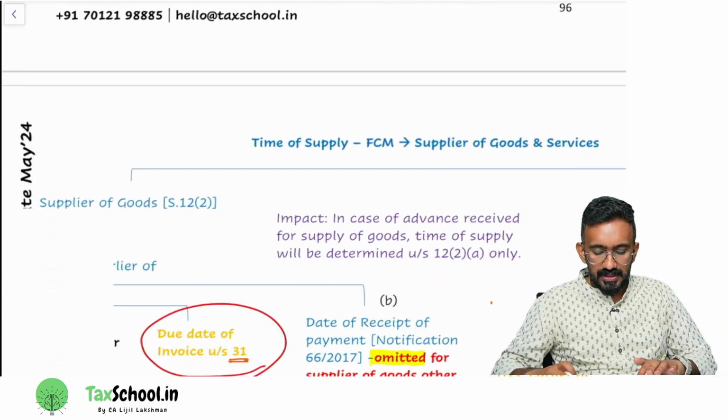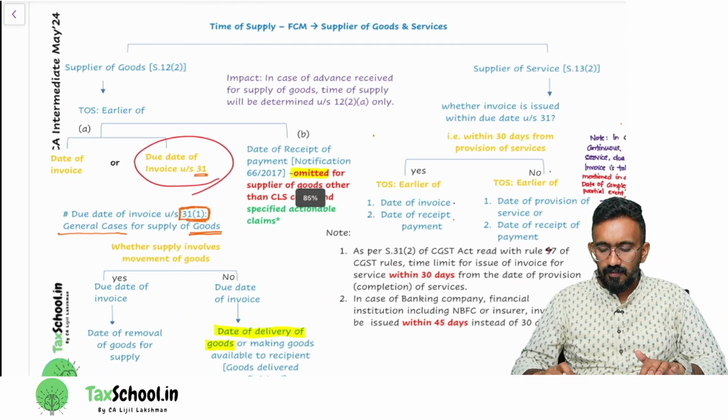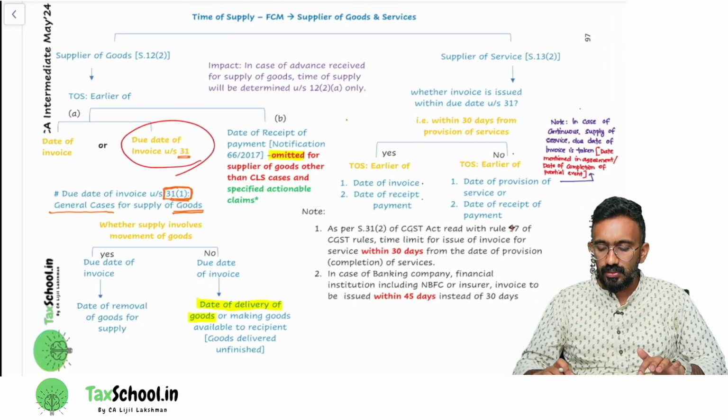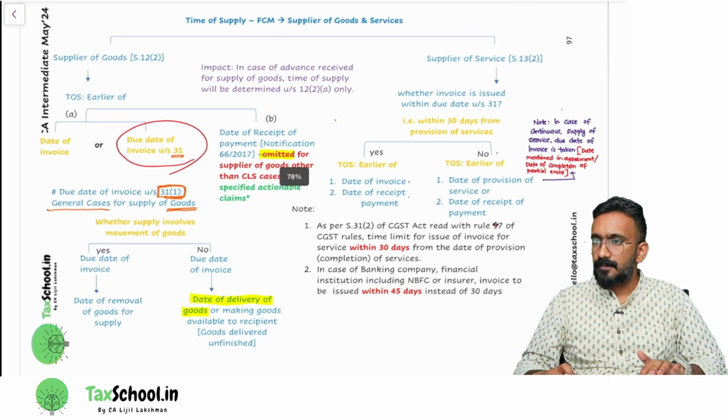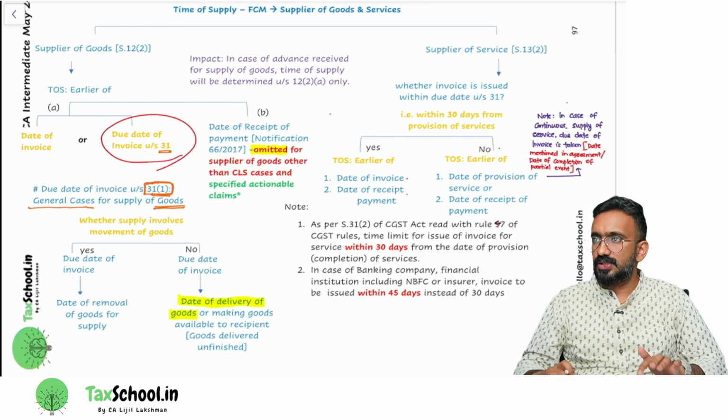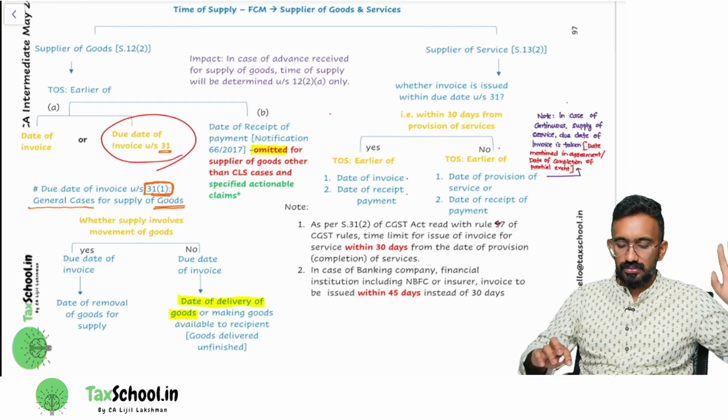Let's look at the time of supply. For me, you just learn 2 charts and then you are sorted. I have given 2 charts. Chart number 1, chart number 2. That's it.